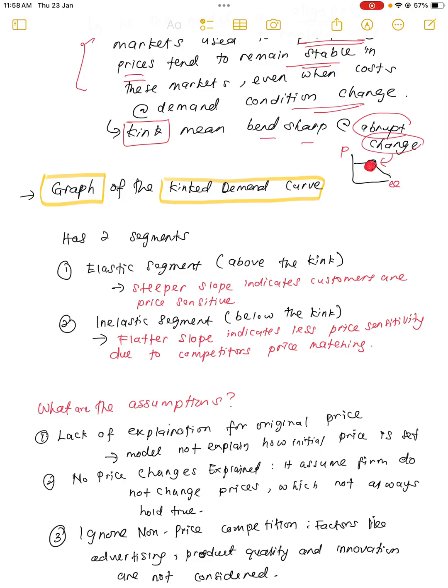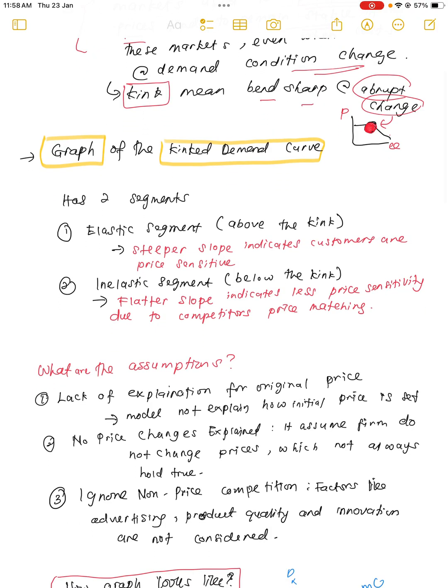So now we need to know the graph of the Kinked demand curve. It has two segments. The first one is the elastic segment, and the second part is the inelastic segment. The elastic segment has the flatter, more sensitive slope, indicating customers are price sensitive. When the price is higher, the demand will be less; with the price lower, the demand will be more. That indicates the price sensitivity of the customers, so we know it as elastic.